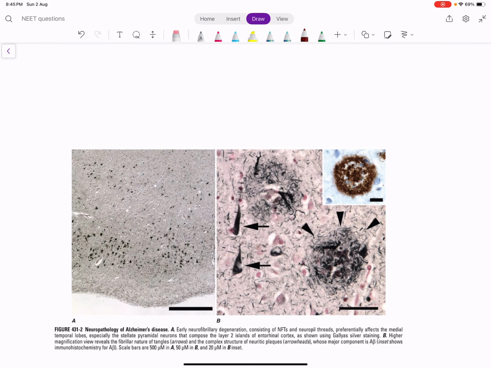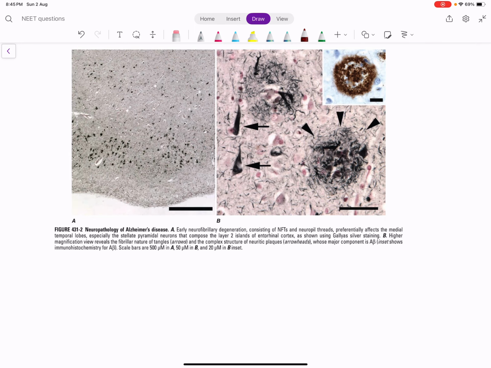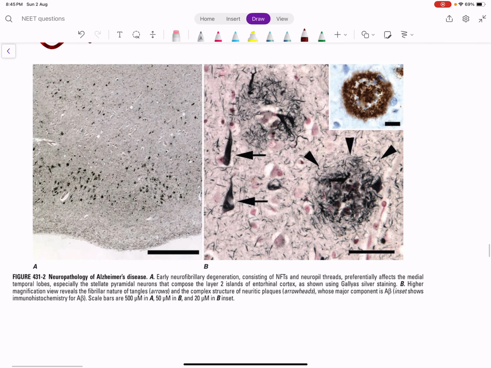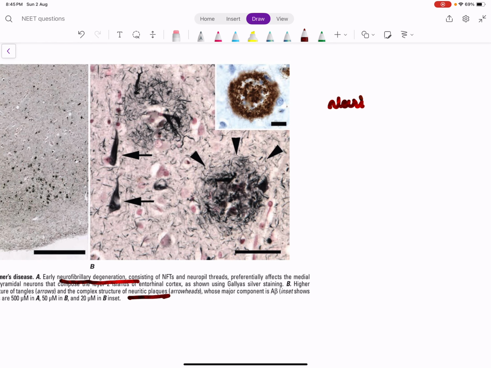Coming to neurodegenerative diseases. So these are also part of the cerebral diseases only. So first is Alzheimer's, the classical Alzheimer's. So why I put this photo is, we know that two classical pathological changes which occur in Alzheimer's. One is neurofibrillary tangles and neuritic plaques. Neuritic plaques and neurofibrillary tangles.